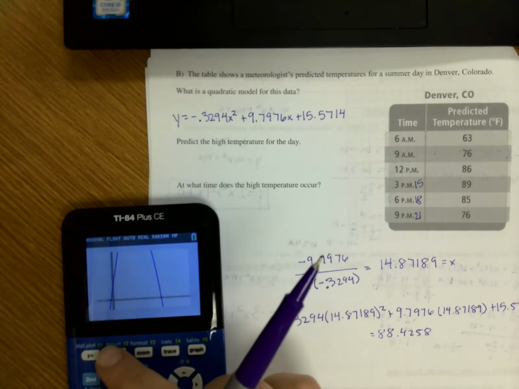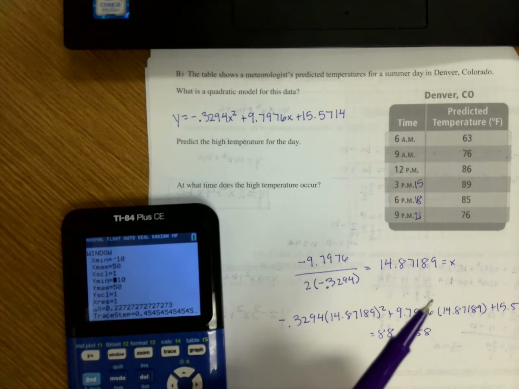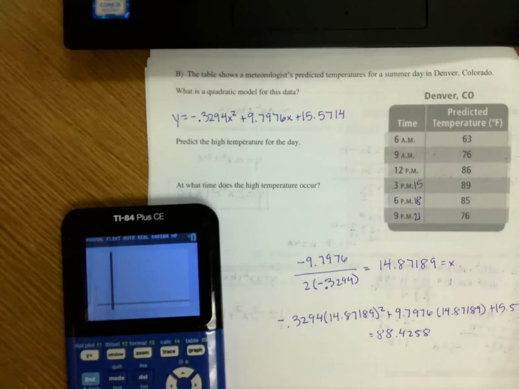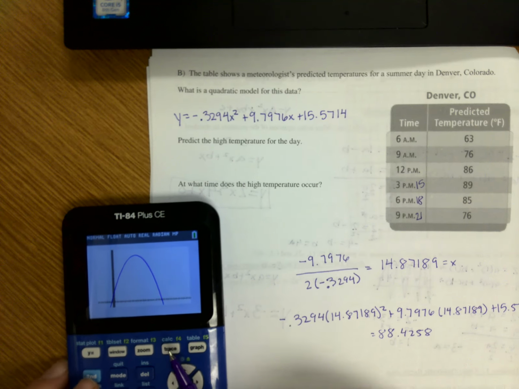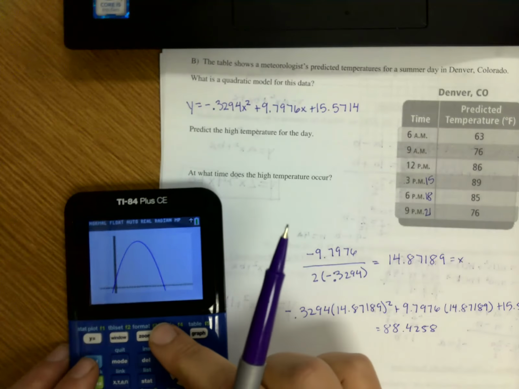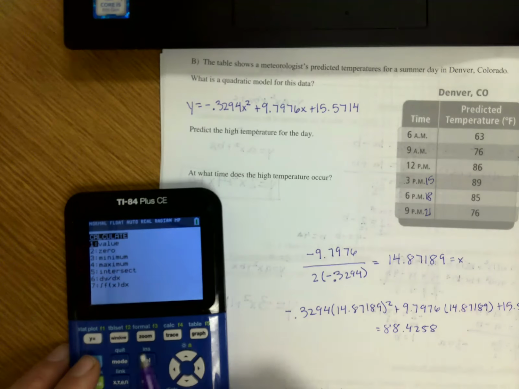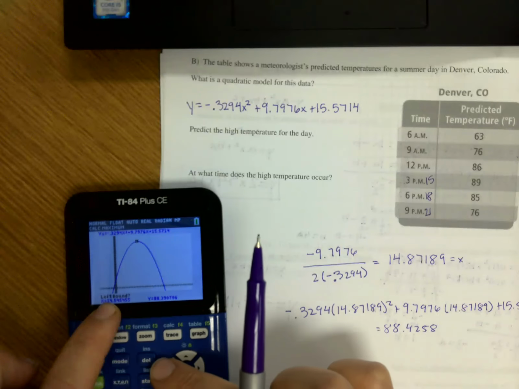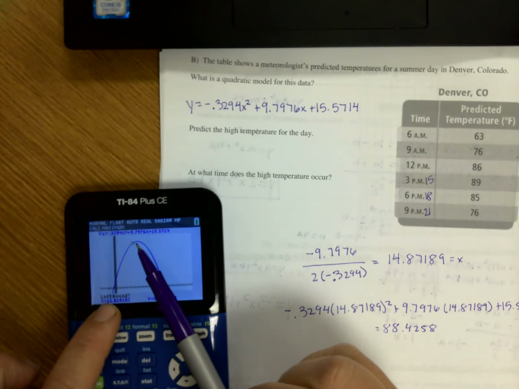So I'm going to go back to window and I just need to get higher for my y value. So my y value has to extend. So I'm going to go to 100. Now I can calculate that vertex because I have that turning point. So again, I'm going to go to calc. So I push second trace. I want that maximum. Following the directions, it says left bound. So on the left-hand side of the point I'm looking for this point.